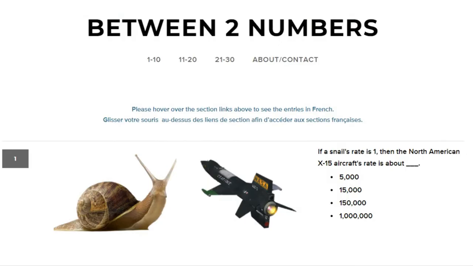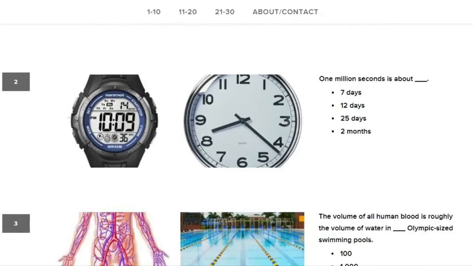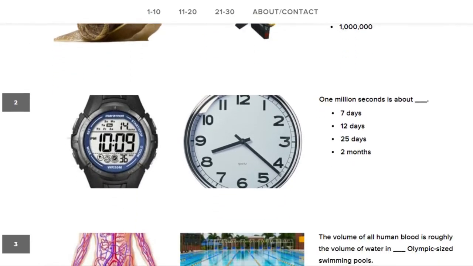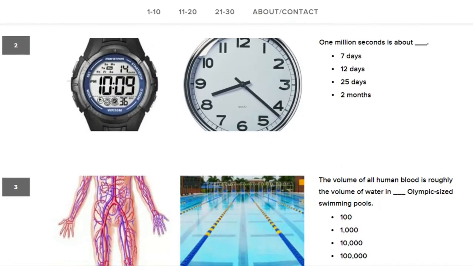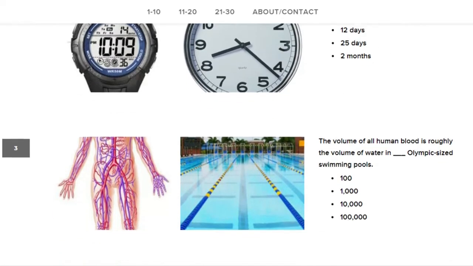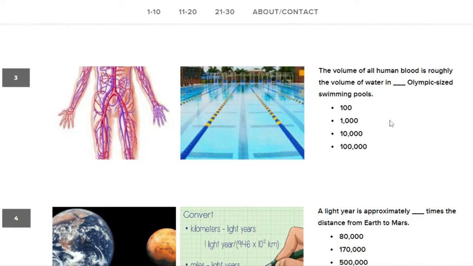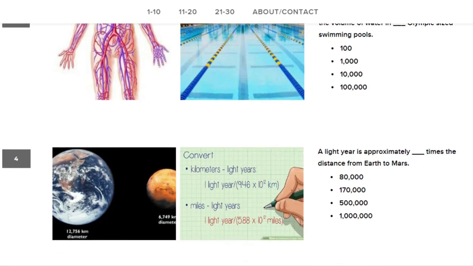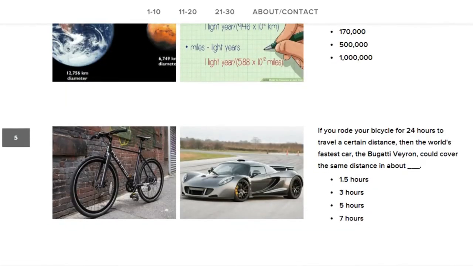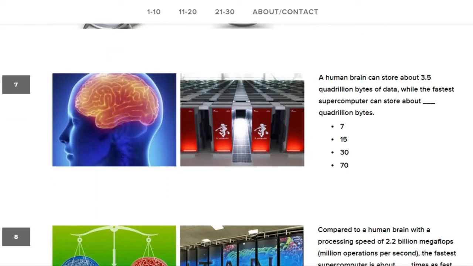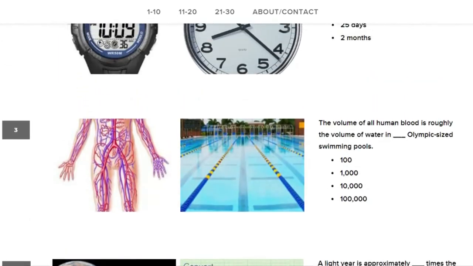Another one that I find to be really good to get the students talking is called Between Two Numbers. So, and this may be a little bit better with the bigger kids, but there's some on here that can be used for smaller kids. So determining or estimating what 1 million seconds is about. The volume of all human blood is roughly the volume of water in how many Olympic-sized swimming pools. So giving them the opportunity to work on problems that are more real world based, that they're able to connect what they're learning to the real world. So this one is betweentwonumbers.com.